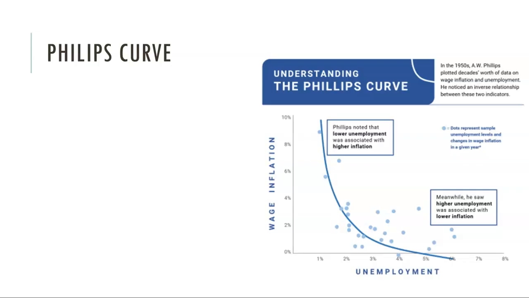The Phillips curve was developed in the 1950s by looking at decades worth of data on wage inflation and unemployment. And A.W. Phillips noticed that there was a relationship between these two things. He noticed that inflation and unemployment tended to be in opposite directions. So when there was high inflation, there was usually low unemployment. Or when there was low unemployment, there was high inflation. When there was high unemployment, there was low inflation, right? And so they were opposites.